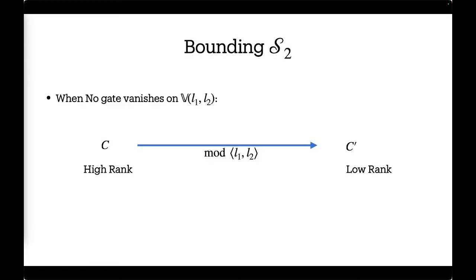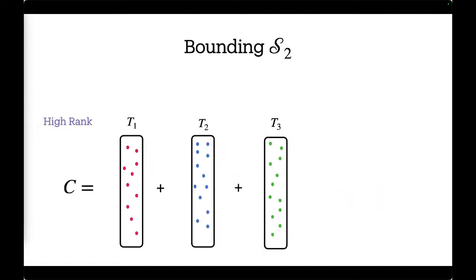You started with a circuit that was high rank. You mod this ideal generated by L1, L2, and then the circuit became low rank. Why did it become low rank? Well, it is an identity. It vanished, and we just learned that PIT implies that if it's an identity, then the rank needs to be low, right? So this is what happened. So you had this circuit, again, let the top fan-in be 3, and which was high rank.